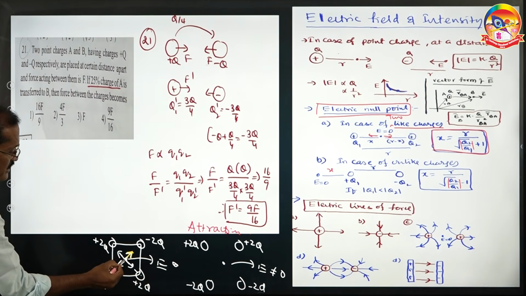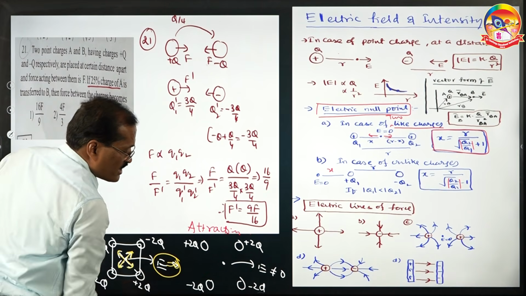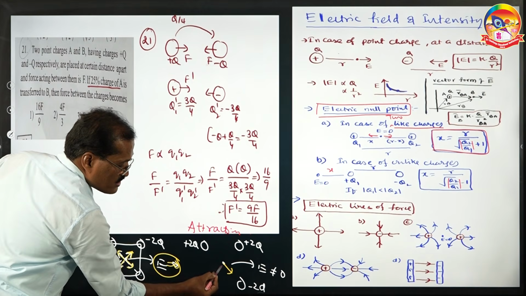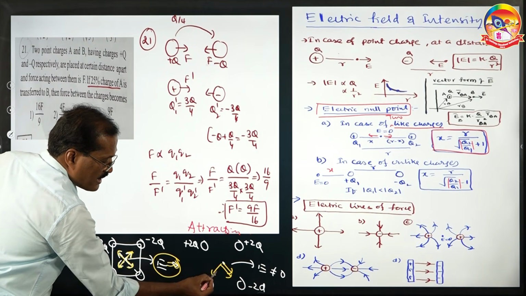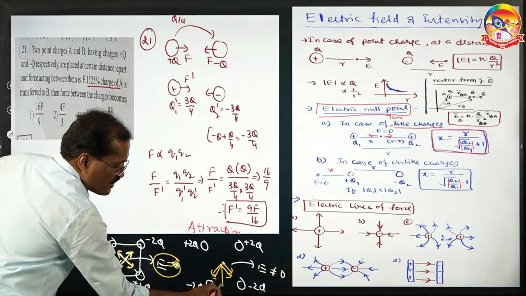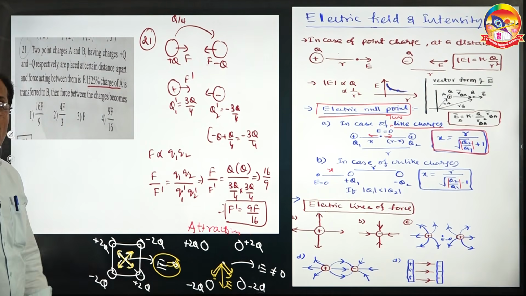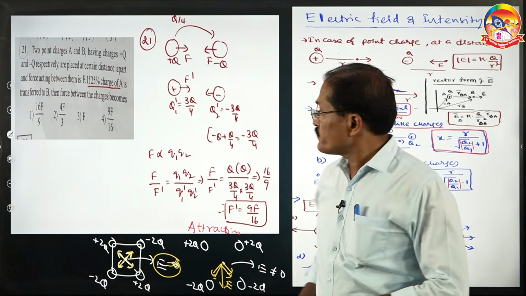Here it gets canceled, this gets canceled, and the rest cancel too. The net field is equal to 0. But here the net field is not equal to 0, because the intensity given by this one is downward. This also is in the same direction, attractive. This is like this and this also like this. Therefore, the net field will be equal to E here. It is not equal to 0. According to the positions of the charges and other things, we can estimate.